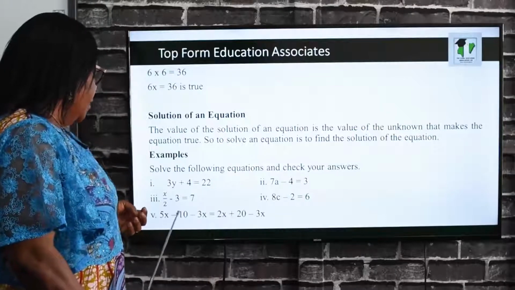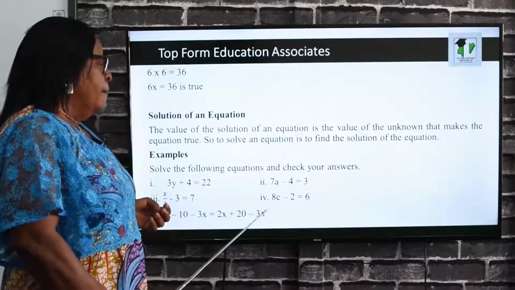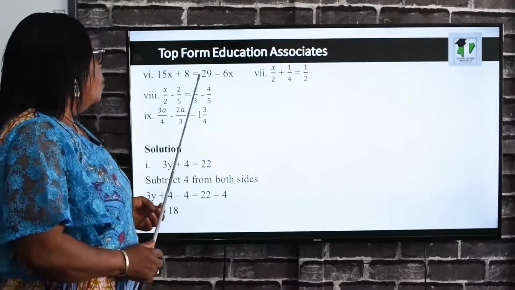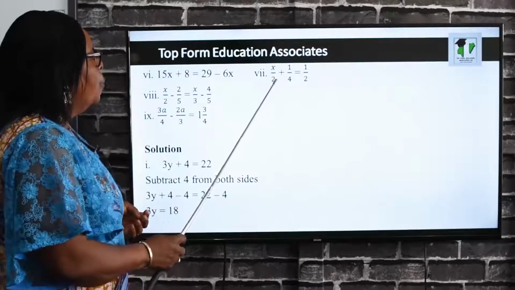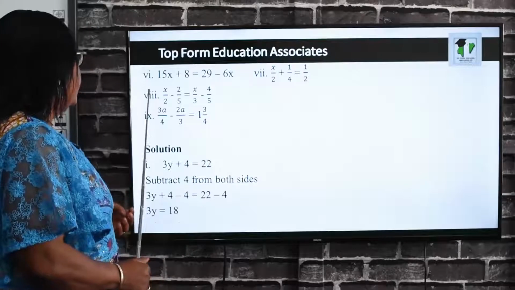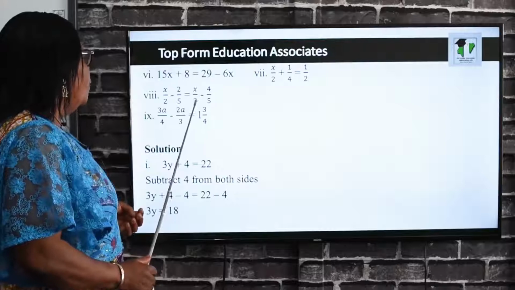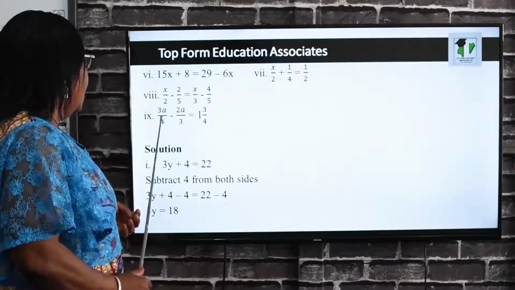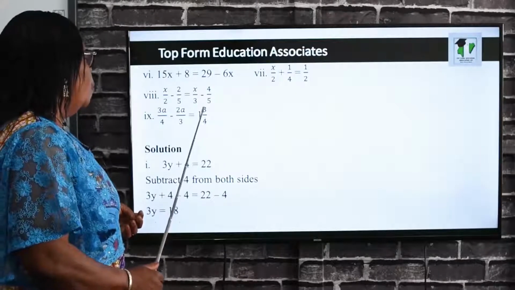5. 5x - 10 - 3x = 2x + 20 - 3x. 6. 15x + 8 = 29 - 6x. 7. x/2 + 1/4 = 1/2. 8. x/2 - 2/5 = x/3 - 4/5. And 9. 3a/4 - 2a/3 = 1/3.